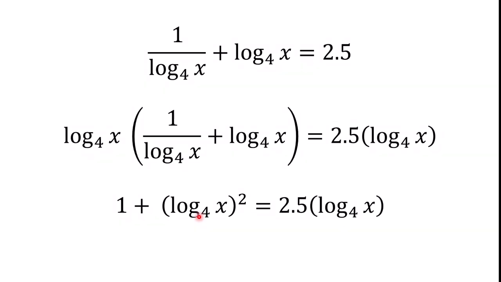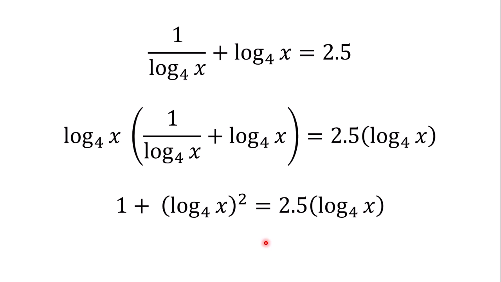Good. So this is what I was talking about. It is (log of x to the base of 4) all squared, and not log of x squared to the base of 4. When you write it as log of x squared to the base of 4, you are wrong. This square is only affecting the x, but here the square is affecting the whole of this and not only this. Now (1 plus log of x to the base of 4) all squared is equal to 2.5 times log of x to the base of 4.